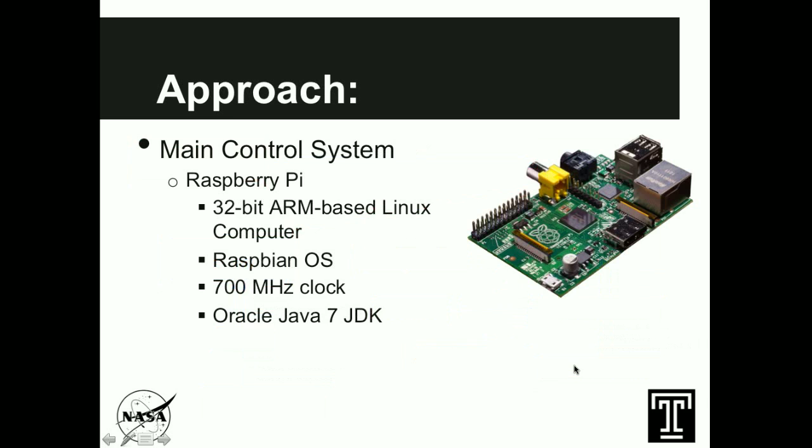So a couple words on a few of the components. Our main control system is going to be a Raspberry Pi. This is a 32-bit ARM-based Linux computer running Raspbian OS that features a 700 megahertz clock. And relatively new to the Raspberry Pi, Oracle has implemented the Java 7 Java development kit on the Raspberry Pi.